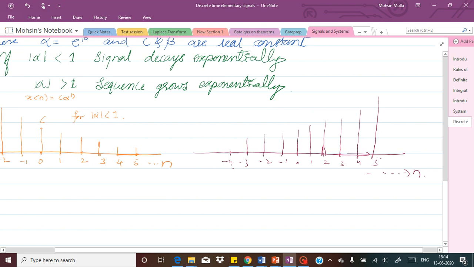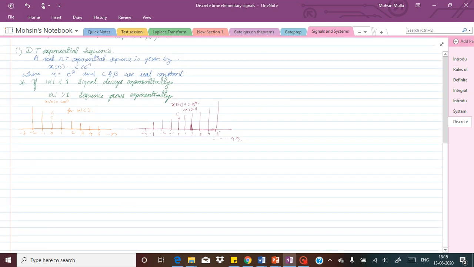Again, the magnitude at exactly instant n equal to 0 will be c, because the signal x of n is c into alpha raised to n, and here we are particularly talking about alpha being a positive value greater than 1. So this is what we are going to get for a value of alpha greater than 1. Okay, so this is about the exponential discrete time sequence. The second one is the discrete time sinusoidal sequence.